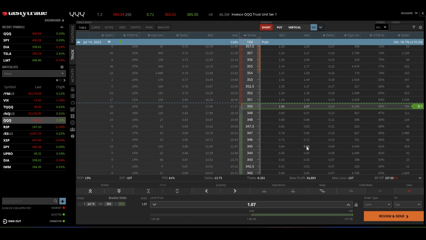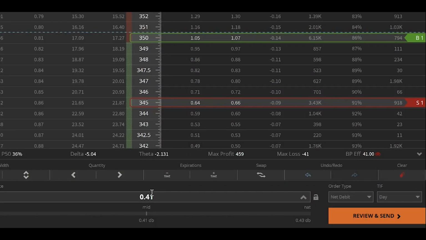So we're going to go to a $5 wide spread, and we are selling the 345 and buying the 350. By doing this, we are opening up a put debit spread. And the way this works is that if you've seen our previous videos, we're generally selling put credit spreads. We are making money if the market were to move up. But in this case, instead of selling a put credit spread, we're going to be buying a put debit spread.